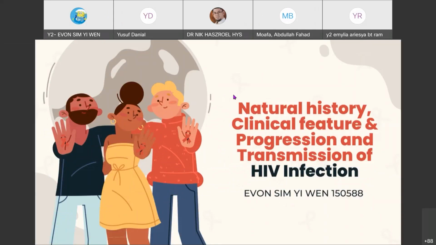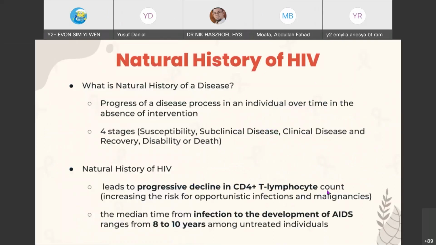So I will present about the natural history, the clinical features, and also progression and transmission of HIV infection. At first, what is the natural history of HIV? Before we start, we must know the meaning of the natural history of a disease. It is the progress of a disease process in an individual over time in the absence of intervention, and there are 4 stages: susceptibility, subclinical disease, clinical disease, and recovery, disability, and also death.